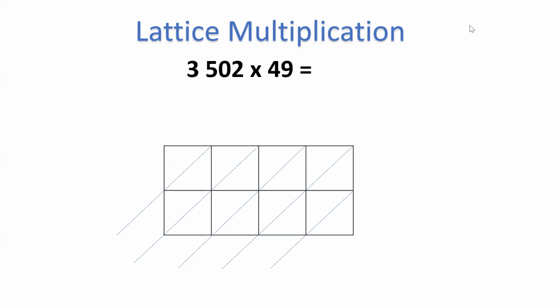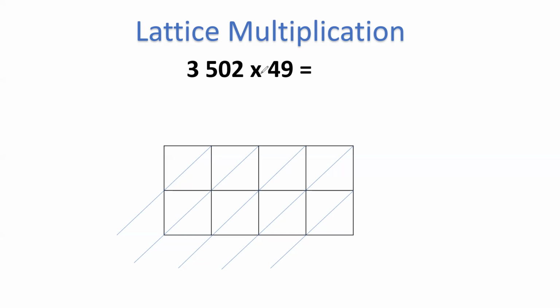Lattice multiplication is a very simplified and unique method by the Chinese. This Chinese method of multiplication is fast, quick, and efficient. If you follow the procedures in the correct manner, no matter how big or small the sum would be, you will definitely arrive at the correct answer. So let's dive straight into it.